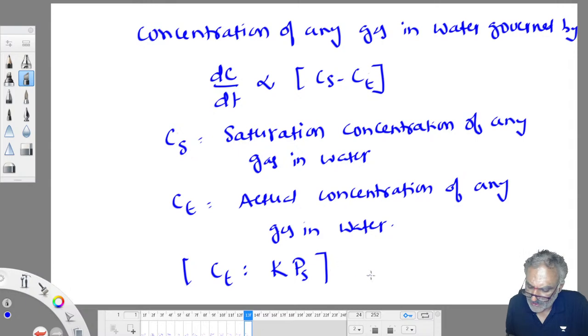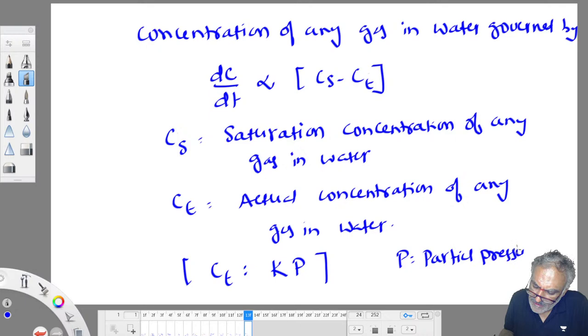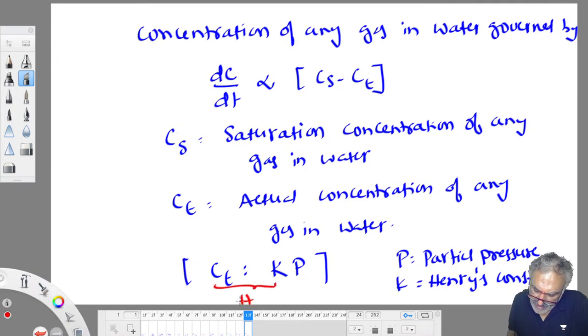P is the partial pressure: the partial pressure exerted by air on the surface of water, the partial pressure applied by any gas on a liquid surface. K is some constant, which we can work out from the mole fraction of the gas present. K is known as Henry's constant. This law is called Henry's law. Last year a GATE exam question came from this Henry's law.